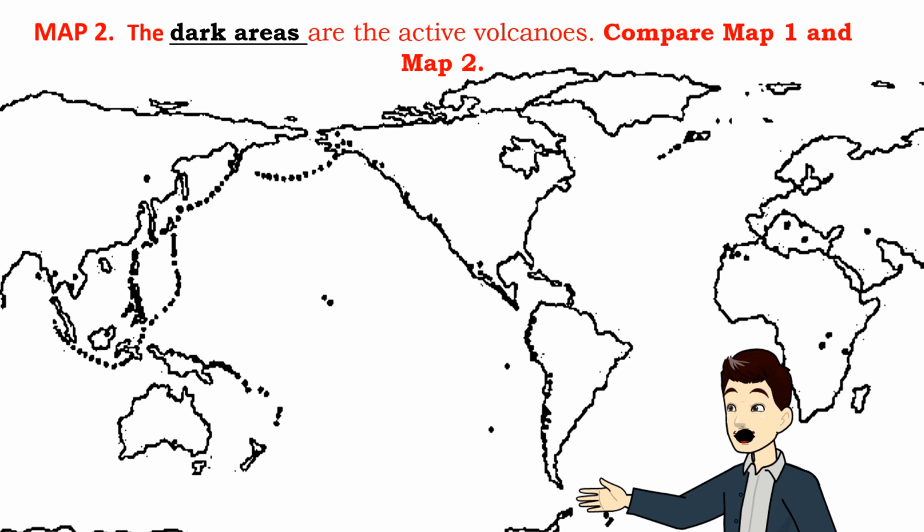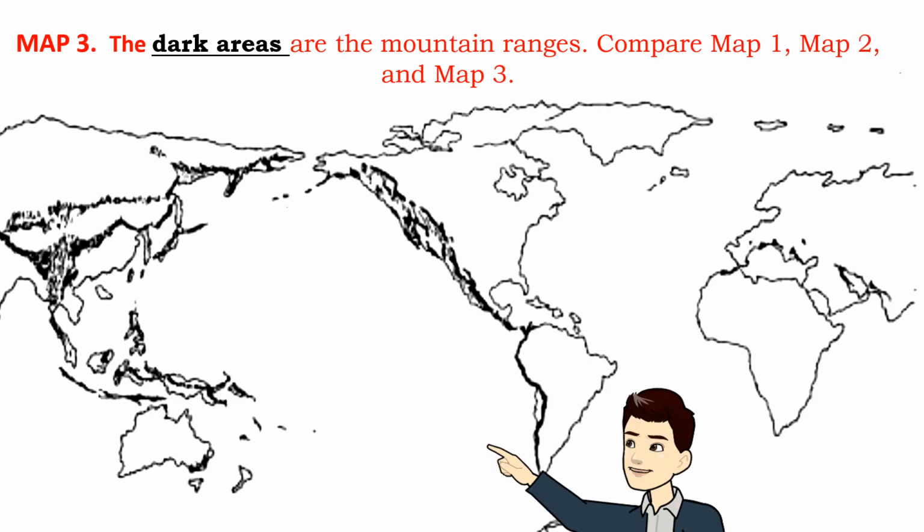Look and observe carefully again. What can you observe on map 2? It is stated that the dots are active volcanoes. Try to compare map 2 and map 1. Write your observations on the space provided on page 8 of your module. Lastly, look and observe carefully. What can you observe on map 3? It is stated that the coarse and darker areas are the mountain ranges. Try to compare map 1, map 2, and map 3. Write your observations on the space provided on page 9 of your module.